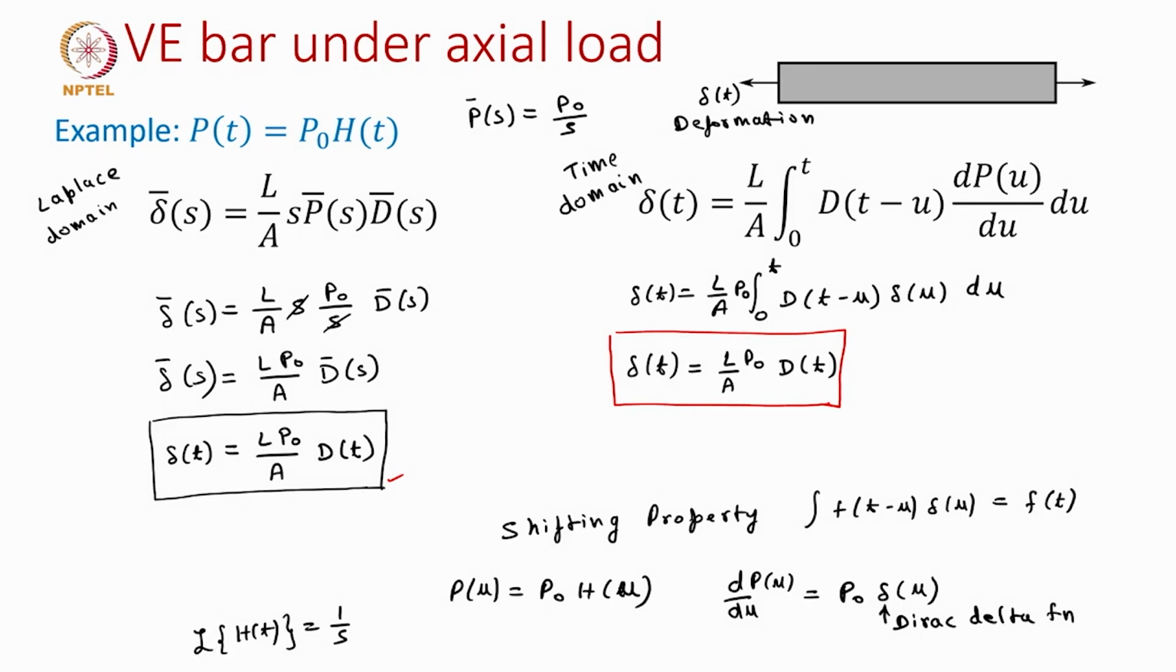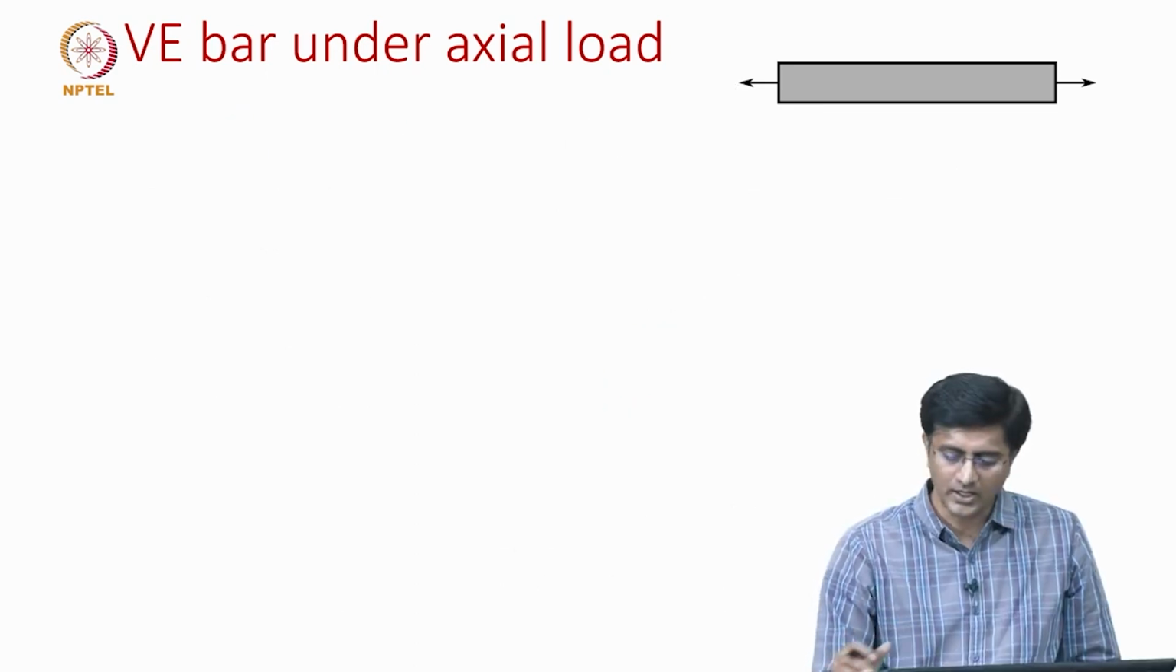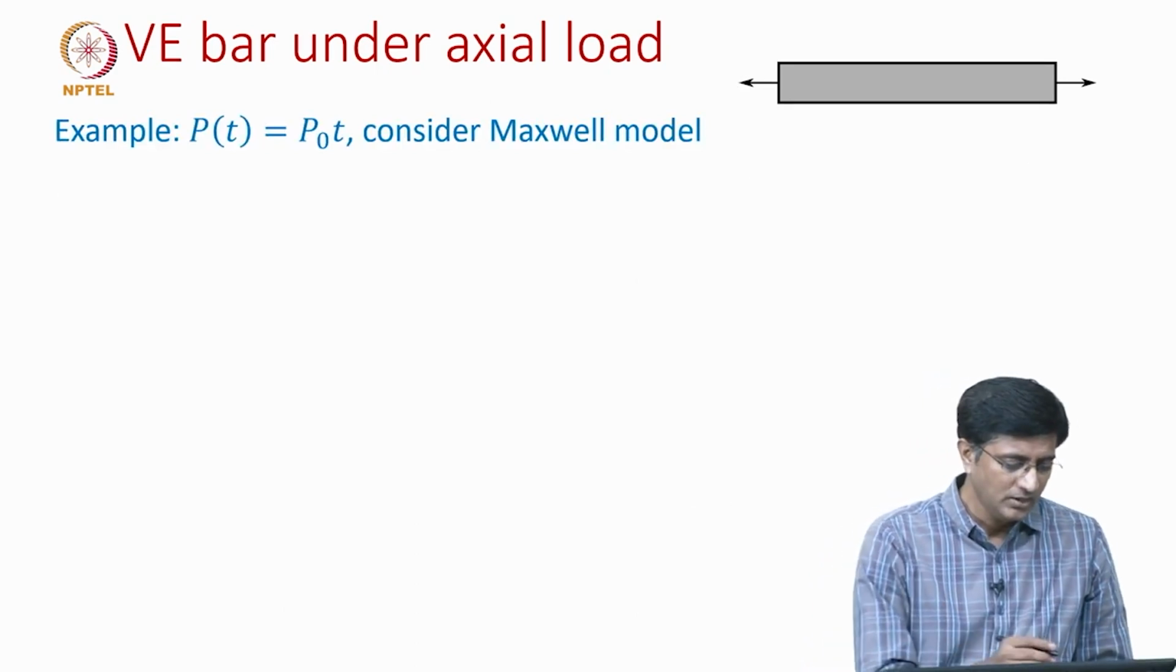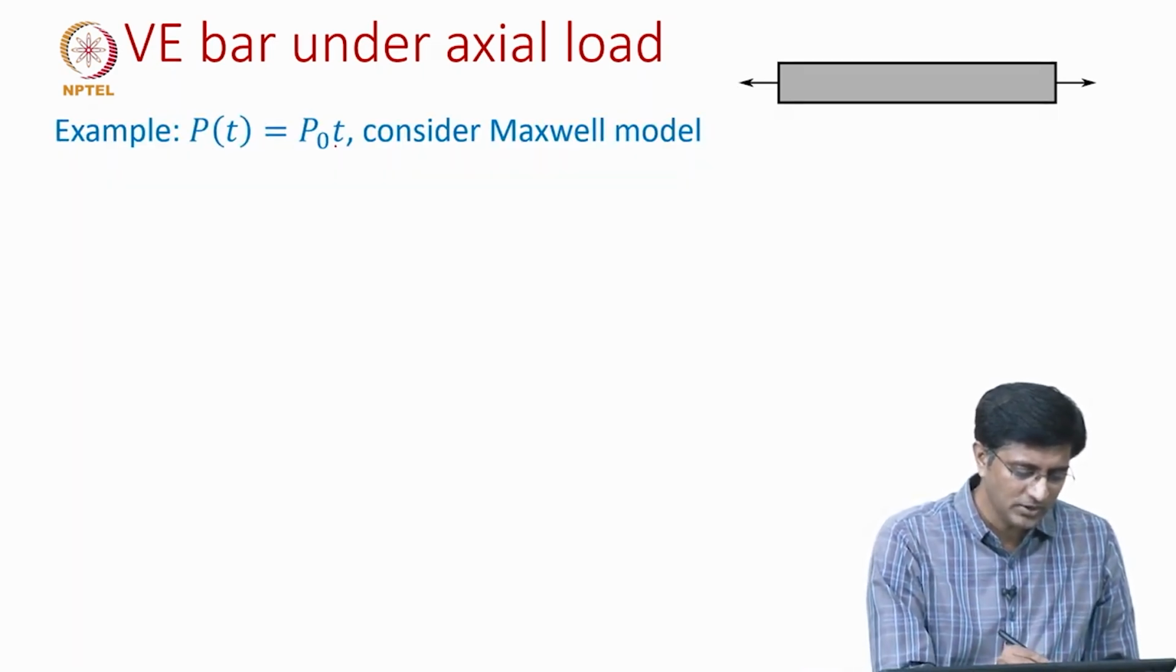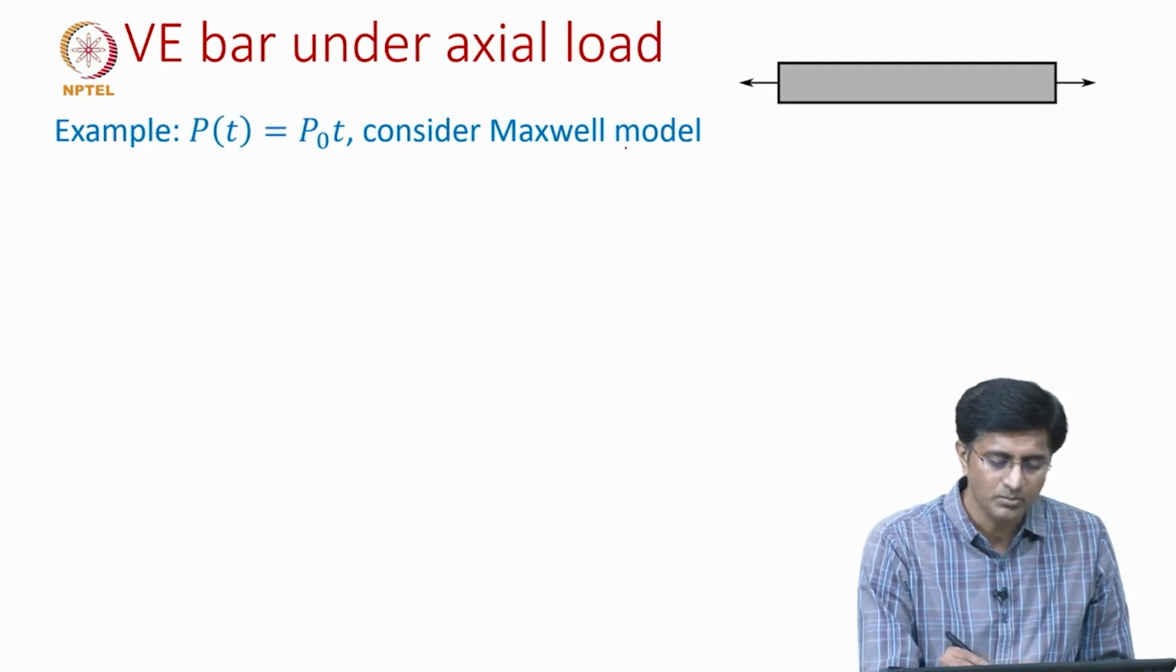It is just a matter of where we applied the given load and the creep compliance. In this particular example, we only applied the applied load. Because of the simplicity of the problem, we haven't even mentioned what this D of t or creep compliance is. We haven't mentioned whether it is a Maxwell model or a Kelvin model or some other model. But in the next problem we will be able to solve the problem only once we mention the expression for this creep compliance. So here is another example where the load P of t is given as P naught times t, and here we are considering the Maxwell model.